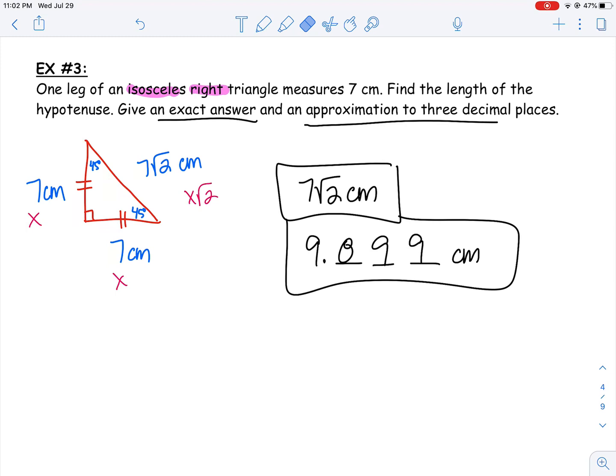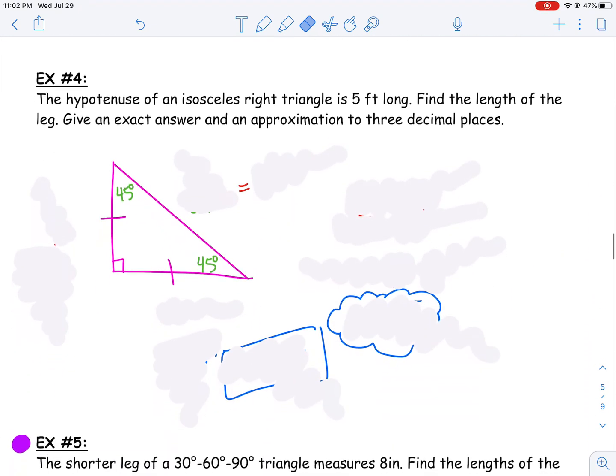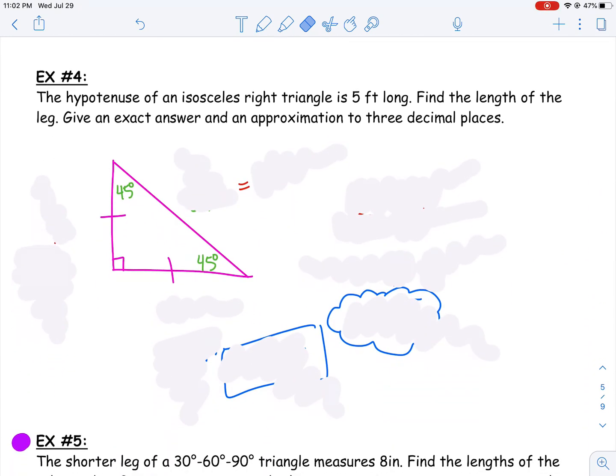So in exact form, I can quickly say that my hypotenuse is 7 times the square root of 2 centimeters long. Or using my calculator, I can do 7 times the square root of 2 and say that the hypotenuse is approximately 9.899 centimeters long, without having to do Pythagorean theorem, without having to do very much work at all, really, just because I know those relationships and that special right triangle. Let's do one more, number 4.